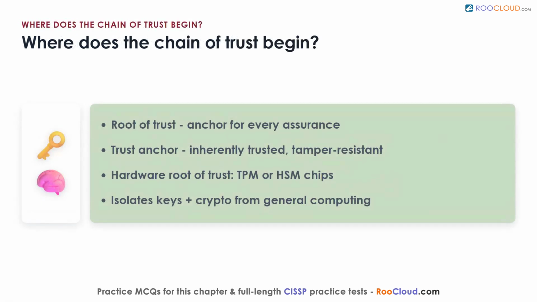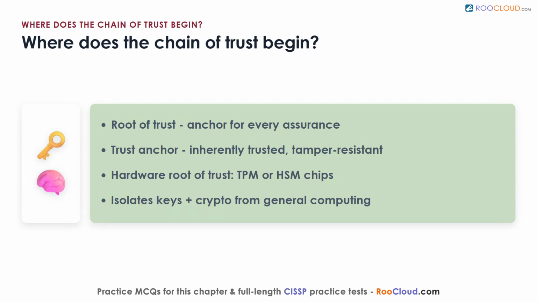Where does a system's chain of trust actually begin? At the root of trust. This is the anchor point from which every other security assurance flows, the foundation for verifying the integrity, authenticity, and confidentiality of what the system does. At its heart sits a trust anchor, a component that is inherently trusted and deliberately made tamper-resistant, because the trustworthiness of the whole system is derived from it.